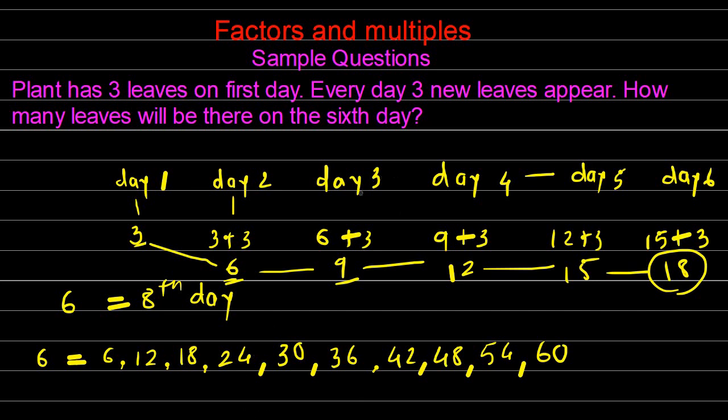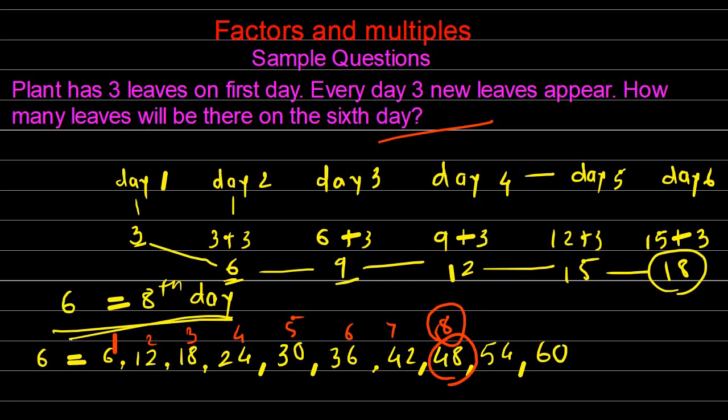Now we need to find the 8th day. This is our next example, the 8th day we need to find. So we need to find the 8th multiple. So this is 1st, 2nd, 3rd, 4th, 5th, 6th, 7th and 8th. So the 8th multiple is 48. That's why it will have 48 leaves on the 8th day. So basically when you get such questions, you are supposed to find that particular number's multiple. That's it. It is as simple as that.